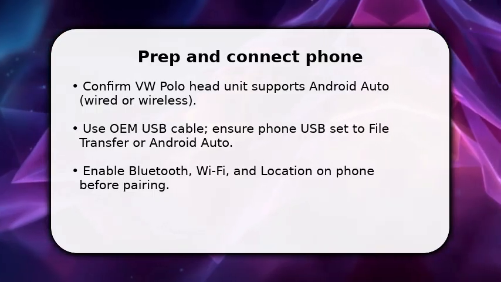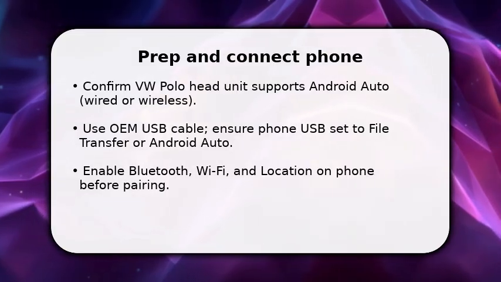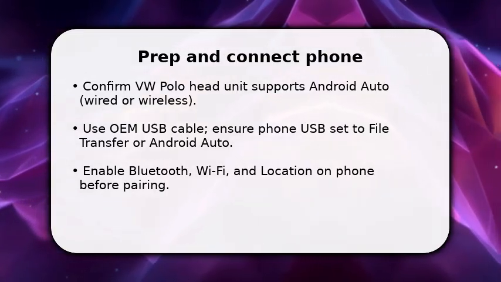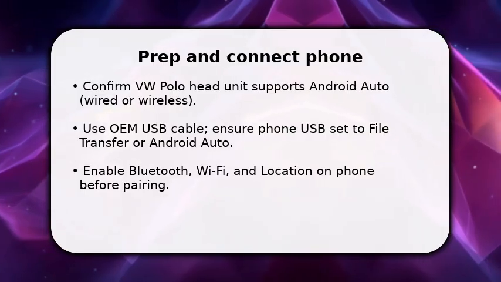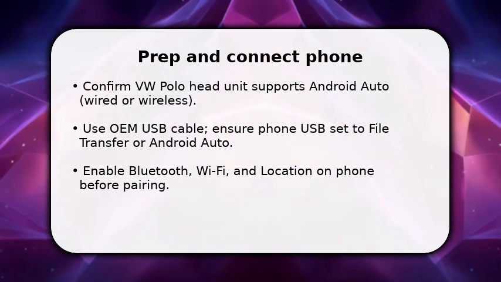Plug the cable into the center console USB and set your phone's USB mode to file transfer or Android Auto when prompted. Once done, accept any permissions on the phone. That lets Android Auto access maps, messages, and audio.